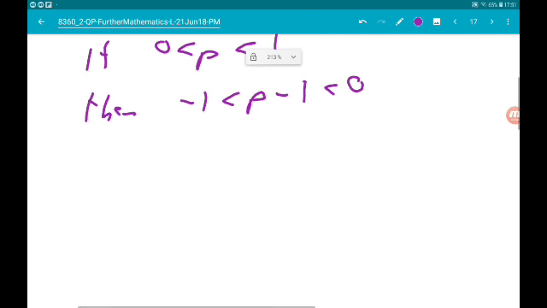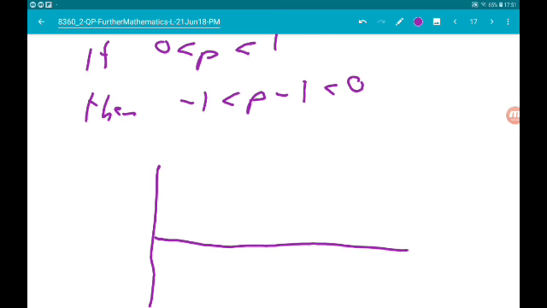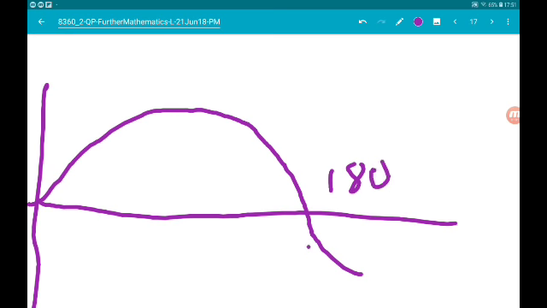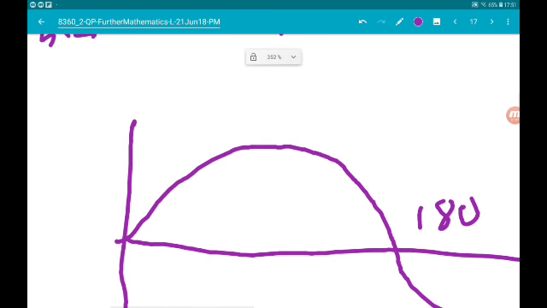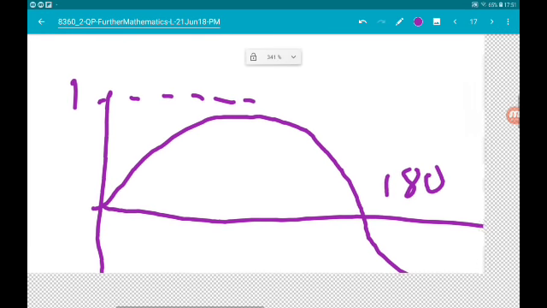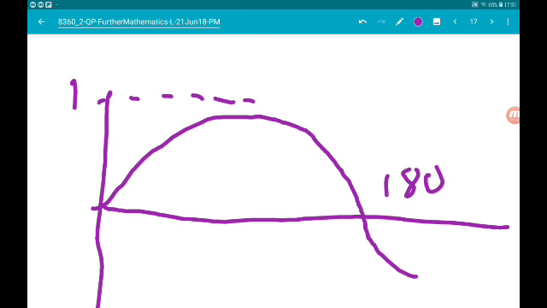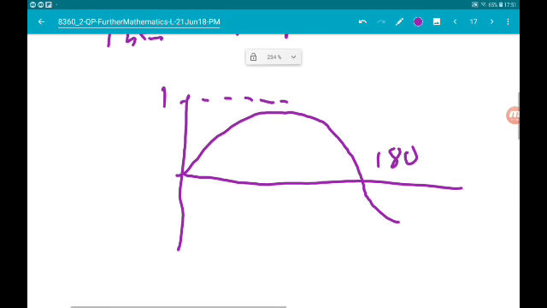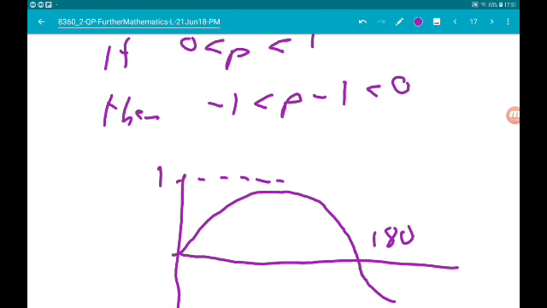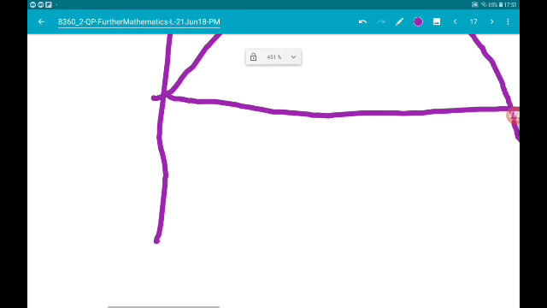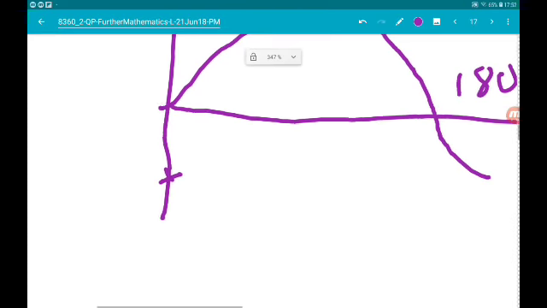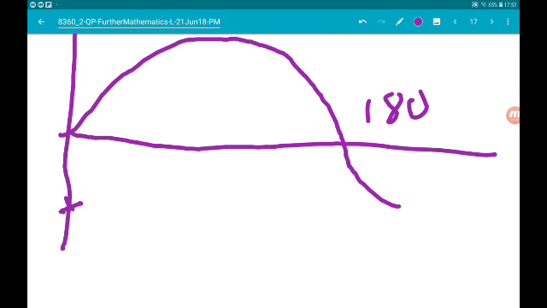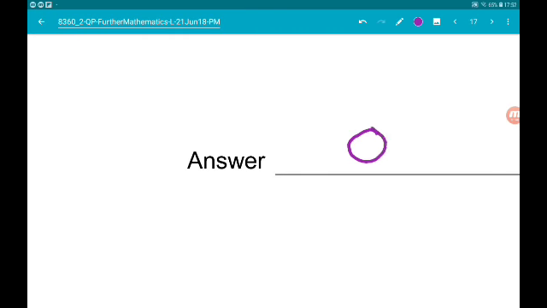Now, let's sketch sine of x. So we only need it between 0 and 180. So there's 180. Now, we know then that sine oscillates between 1 up there and minus 1 down below, but our graph doesn't go that far, so we don't really care. Now we know that P minus 1 is somewhere between minus 1 and 0. So it's somewhere down here. Now between 0 and 180 degrees, a straight line going across is never going to hit sine of x between 0 and 180 degrees. So the answer is a big fat 0.